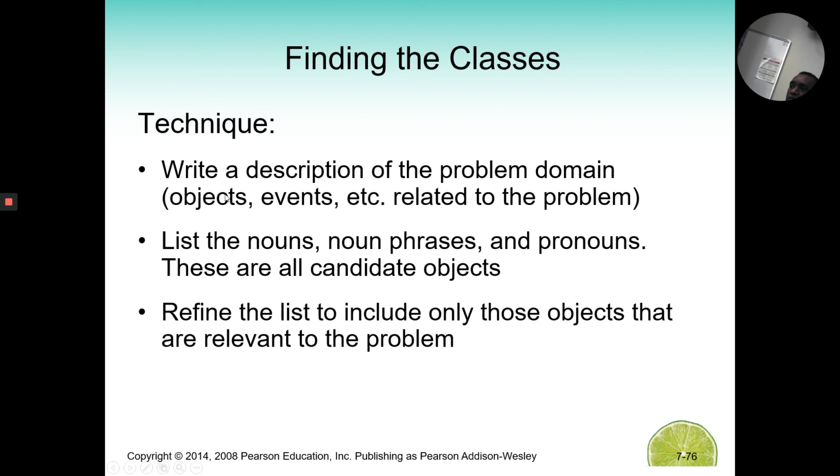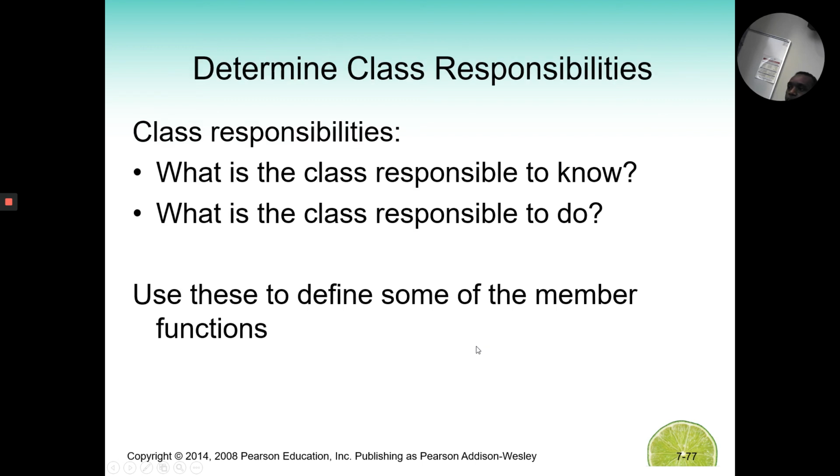Finding the classes technique: write a description of the problem domain, objects, events, is it related to the problem. This is when you're creating the class, anytime you have to create a class, okay? List the nouns, noun phrases, and pronouns, these are all candidate objects, okay? Define the list to include only those objects that are relevant to the problem. Daniel, in the assignment that you have to look at, this is what you have to do for your class.